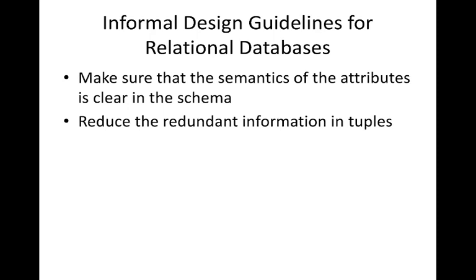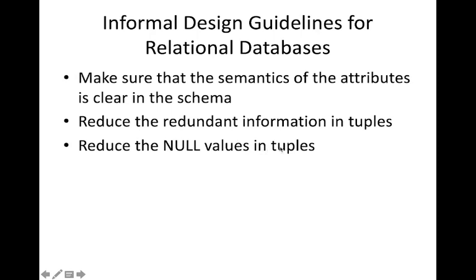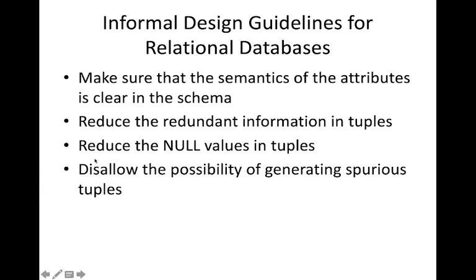Second one is we have to reduce the redundant information in tuples. So whatever tuples we have, there should not be redundant information. That is, we should not repeatedly store some information in the tables. Reduce the null values in tuples. We should reduce the null values. That is, null values we have already seen. There are three cases where we insert null values in the tables. So we will see all those three cases in this lecture also. So we should reduce the null values in tuples, and also we should disallow the possibility of generating spurious tuples. So we will see what the spurious tuples are also in this lecture. So these are the four informal guidelines for relational databases. Okay, we will see one by one.